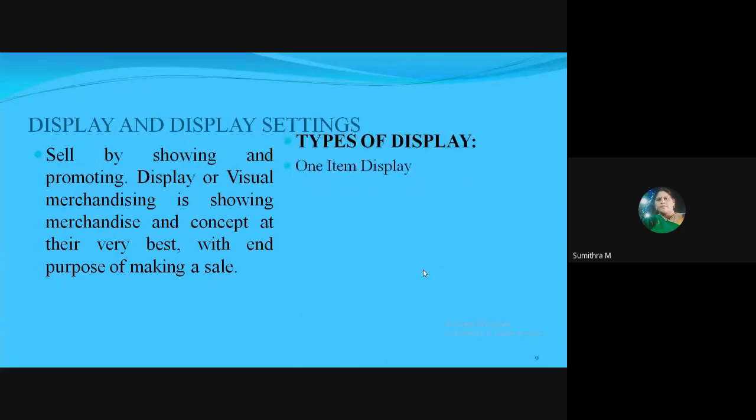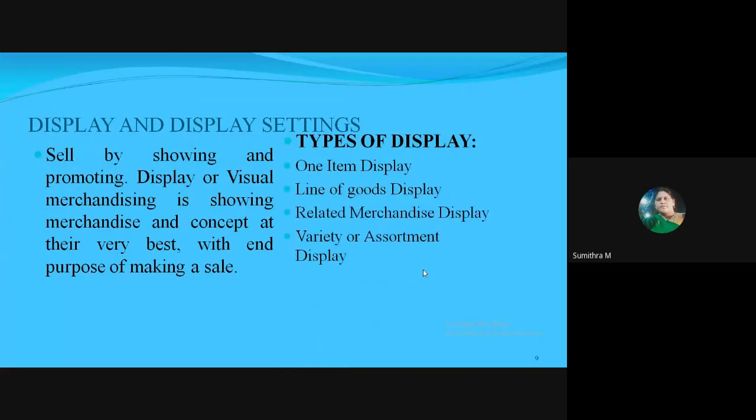The next topic is about display and display settings.